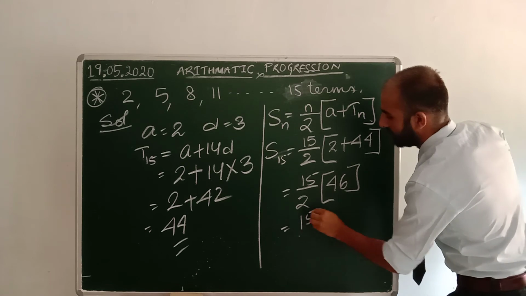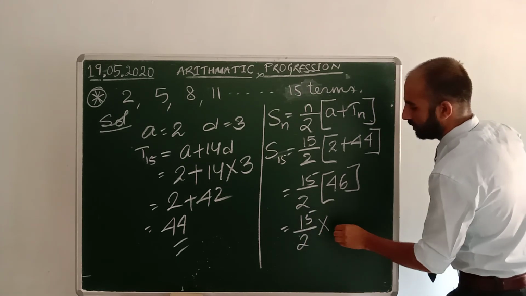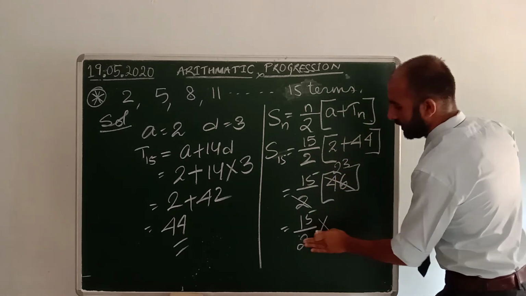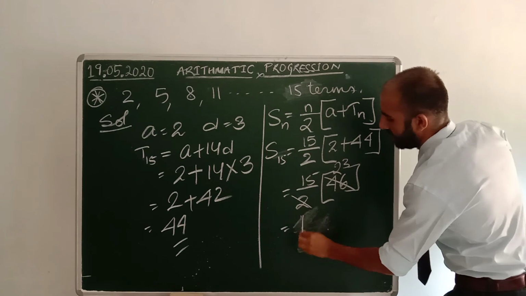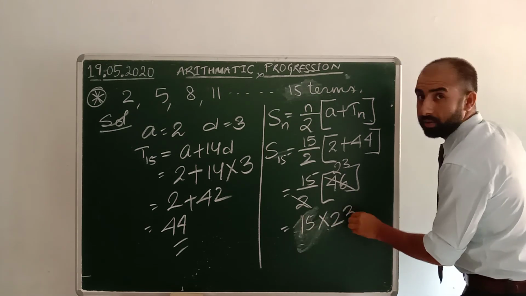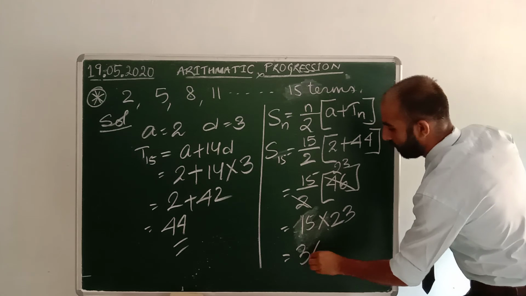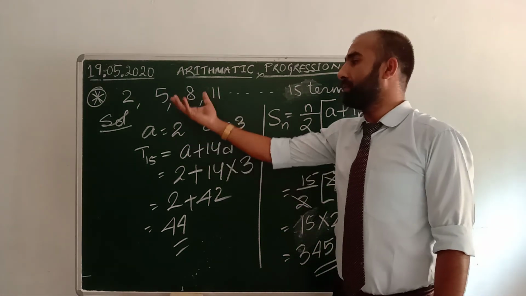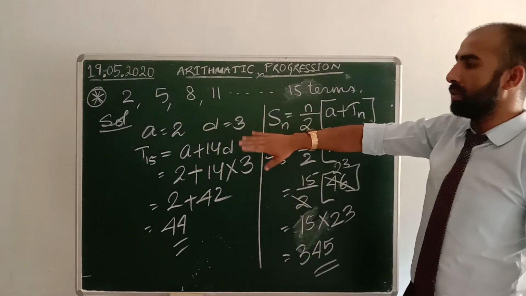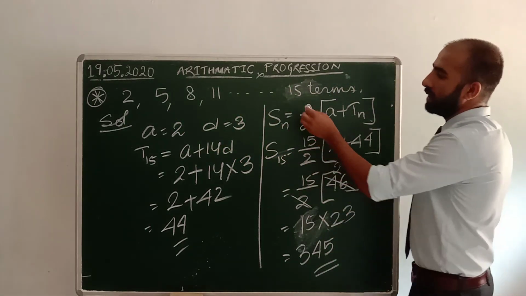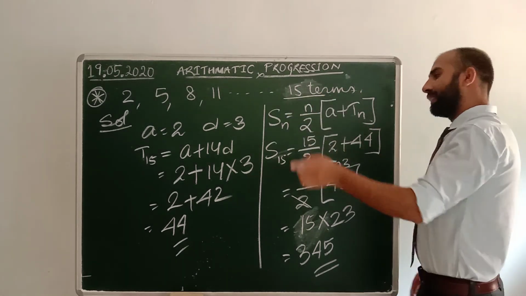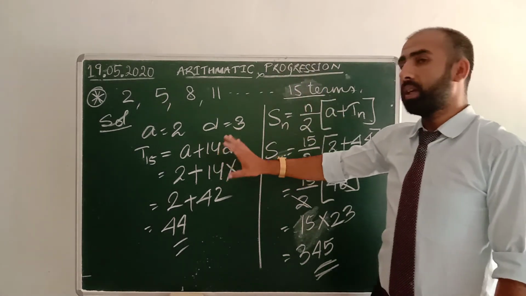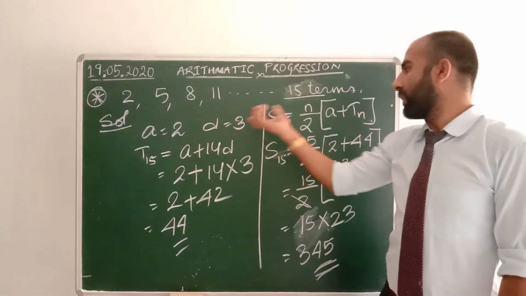That is 15 by 2 into 46. Okay, let me cut it. Here 2 23s are 46. So we get 15 into 23, 345. See here kids, we did not use the first formula with which I solved the previous question. Here we first found the 15th term, then using the second formula we solved this. So you can solve it using either the first formula or this formula.